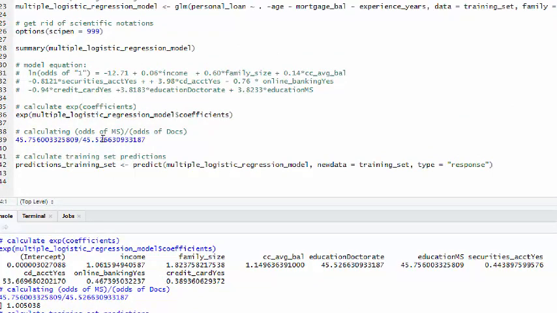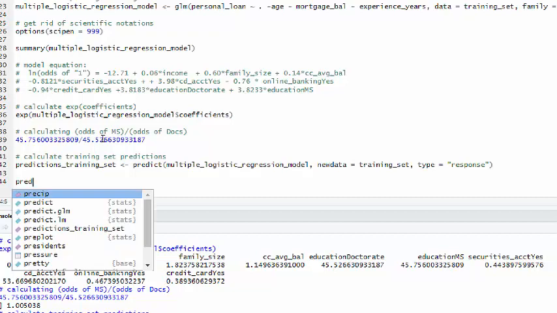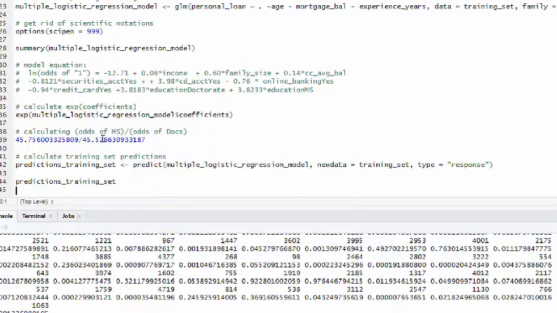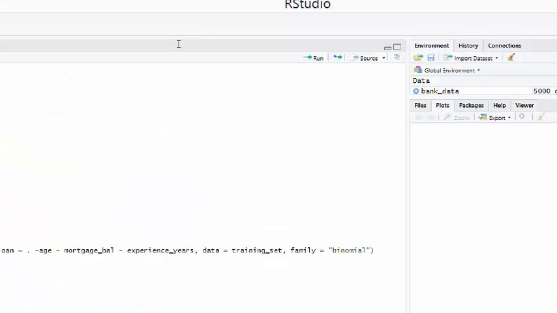Alright, now let's take a look, ladies and gents. Let's see what we predicted. So I'm going to say predictions training set and just run it. So we'll have about 4,000, right? If I remember correctly, did we split 5,000 records? Split 80, 20. That means 4,000 training, 1,000 validation, right?